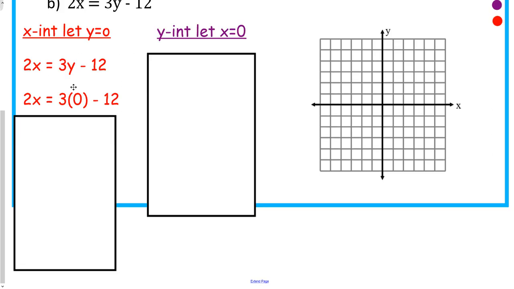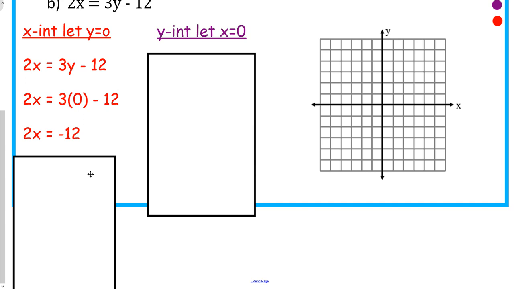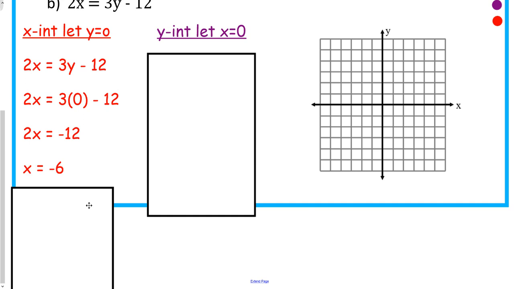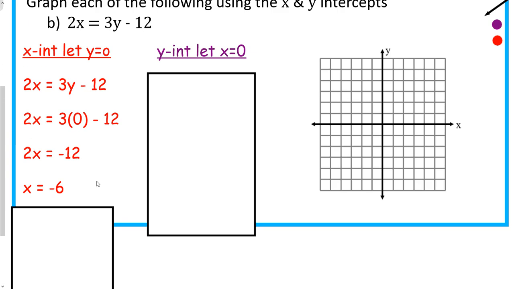Okay, so now we have 2x equals negative 12. And just divide both sides by 2 to give you x equals negative 6. Okay, so our x-intercept is negative 6, 0. 1, 2, 3, 4, 5, 6. So that's going to go over here. And then for the y-intercept, now replace your x with 0.